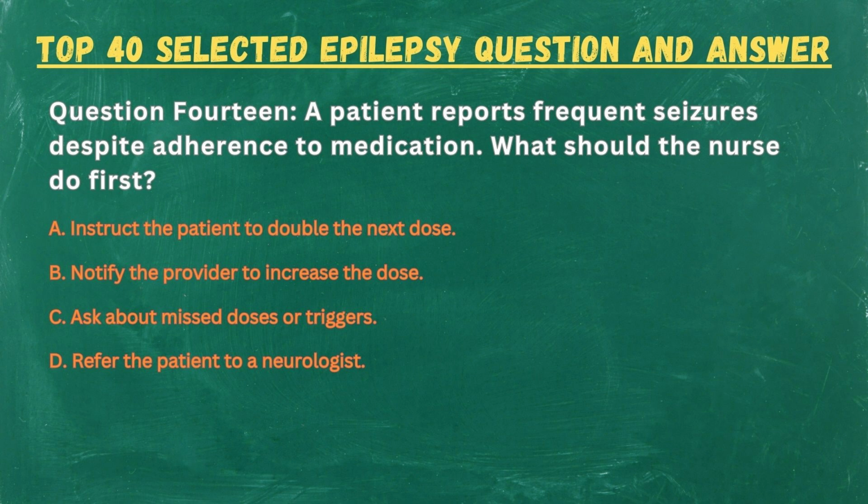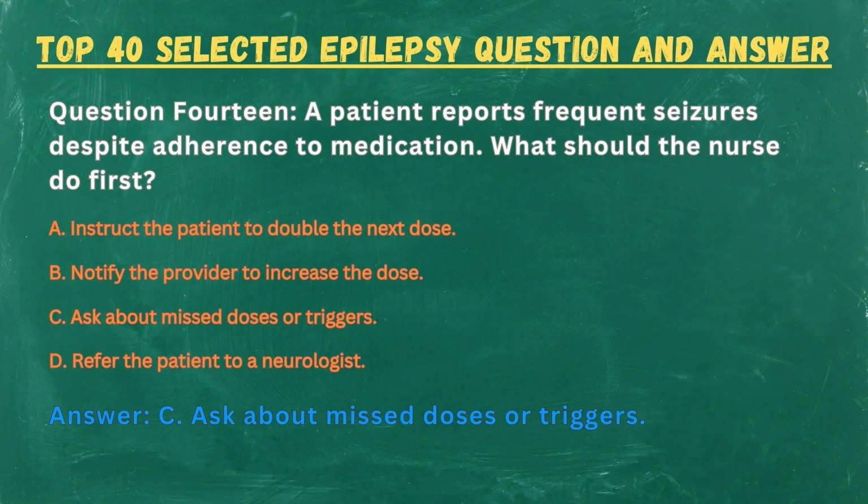Question 14. A patient reports frequent seizures despite adherence to medication. What should the nurse do first? A. Instruct the patient to double the next dose. B. Notify the provider to increase the dose. C. Ask about missed doses or triggers. D. Refer the patient to a neurologist.